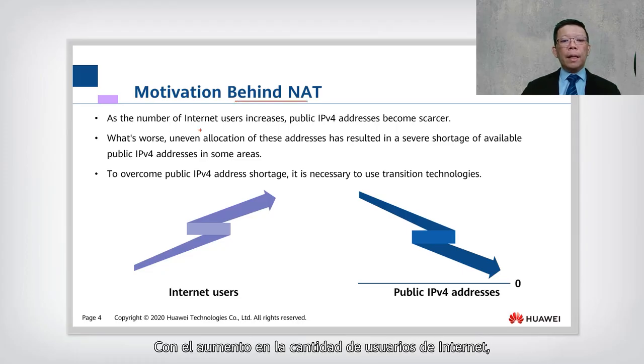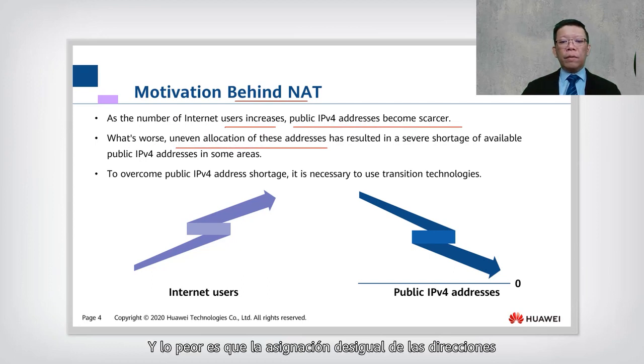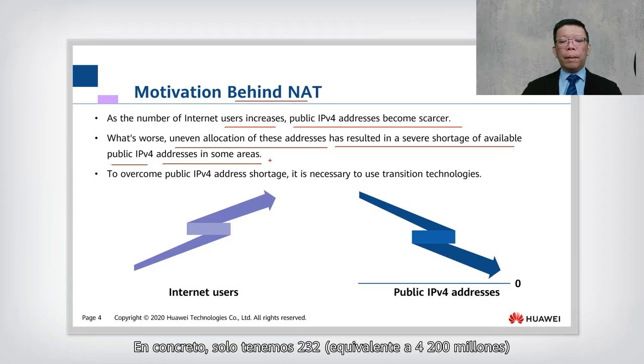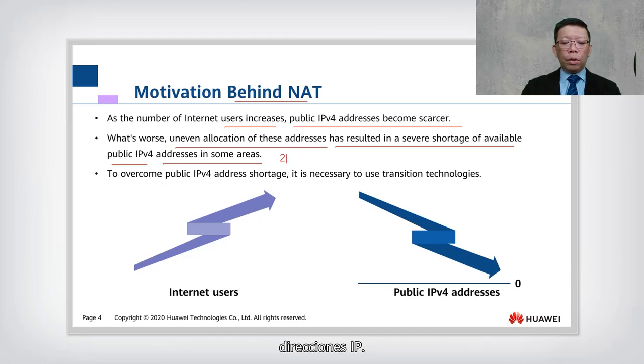As the number of internet users increases, public IPv4 addresses become scarce. What's worse, even allocation of these addresses has resulted in severe shortage of available public IPv4 addresses in some areas. Remember that in our IP, we only have 2 to the power of 32. That is equivalent to about 4.2 billion IP addresses that we have.